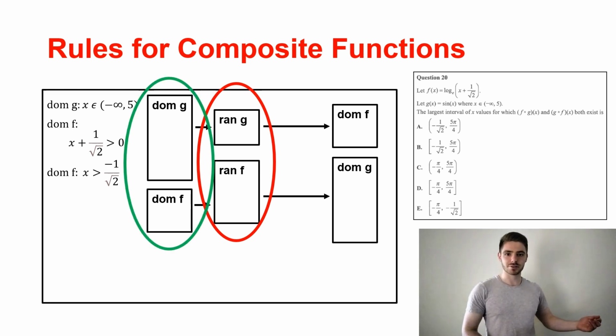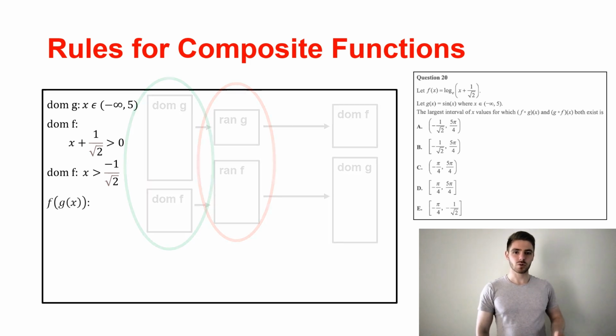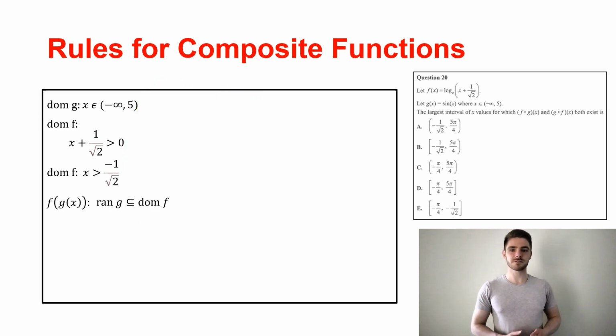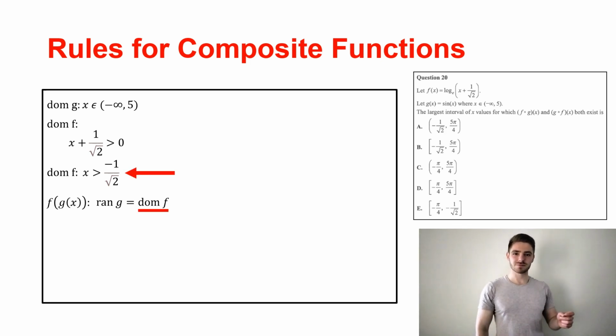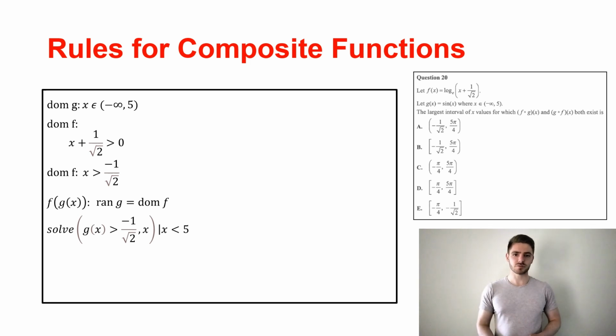gives us that range. Starting with f of g of x, we know that the range of g of x must fit in the domain of f of x. So, what we're going to do is set the range of g of x to be the domain of f of x, and that is x is greater than -1 on root 2. And then, we're going to solve for all the possible x values of g of x that fit into that range. This question is tech active, so feel free to use your CAS to solve this. Just don't forget to let the CAS know that g of x has a restricted domain.